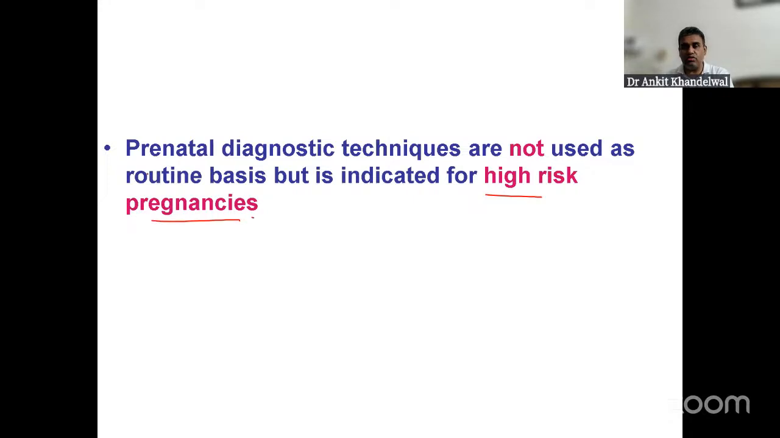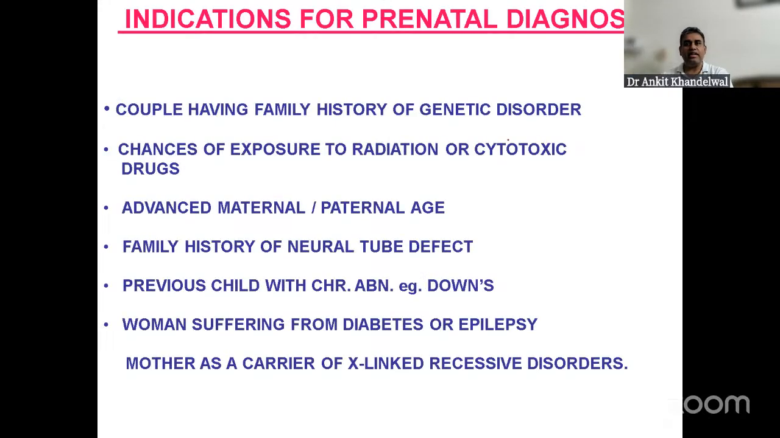So where to use it? You can't be doing prenatal diagnosis for every pregnant female, right? It is reserved for high risk pregnancies where your chances are more. What are the indications? Have a look at this. Couples having a family history of genetic disorder, point number 1. This tells you the importance of history taking. Suppose a couple came, and the female is pregnant. In normal conversation, you can ask them about any disorders in their siblings or their parents, like that.